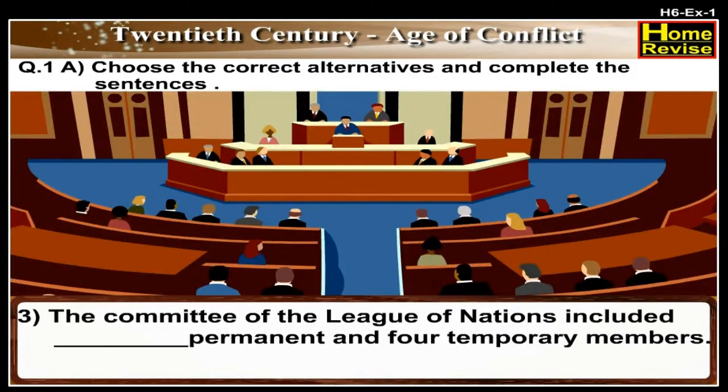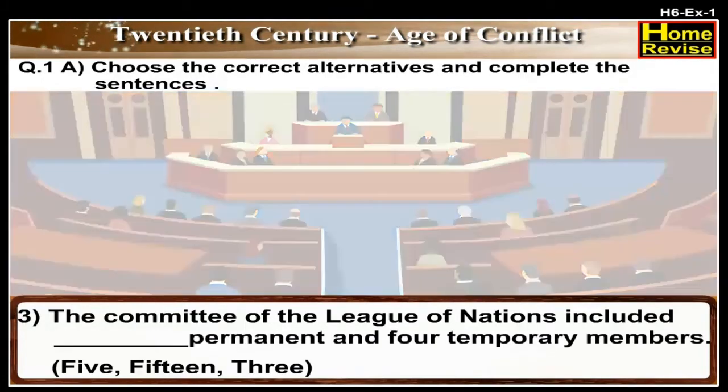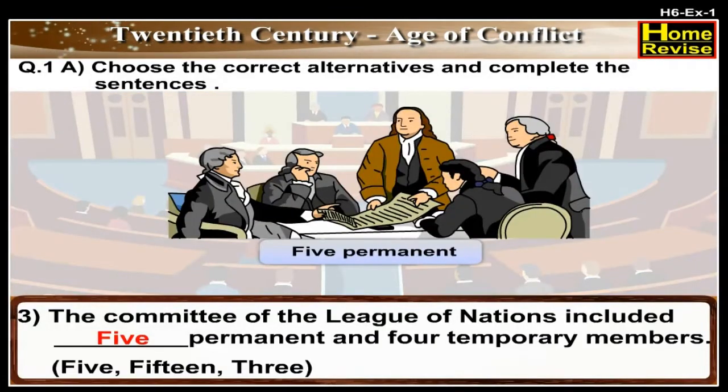3. The committee of the League of Nations included permanent and 4 temporary members. The options are 5, 15, or 3. The answer is the Committee of the League of Nations included 5 permanent and 4 temporary members.